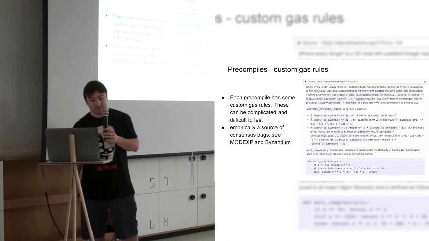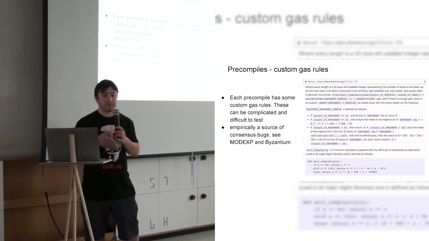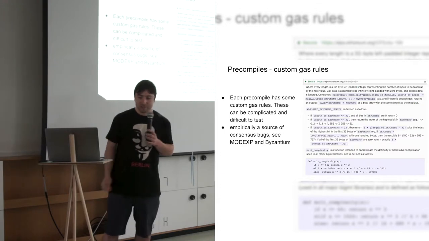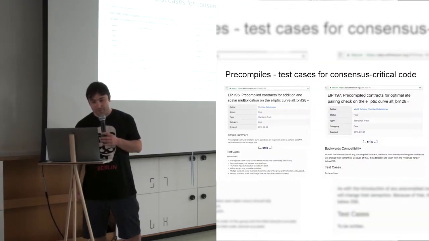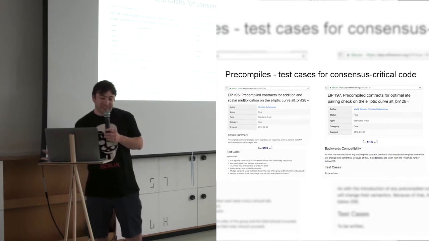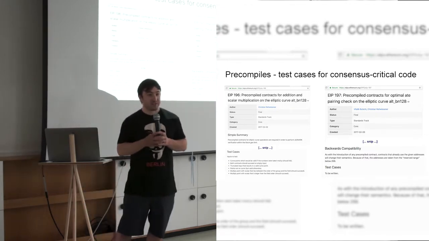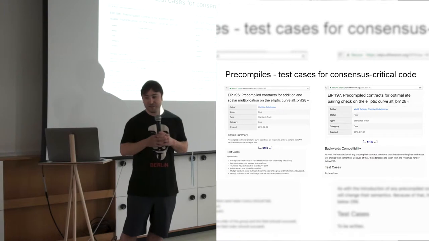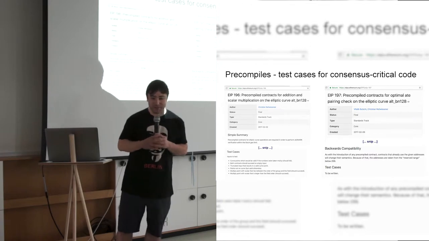And then it showed up as consensus bugs that we found through fuzz testing shortly before Byzantium was activated. So luckily before, not after. And with the pairing precompiles, we weren't as lucky, and we actually found one after. We were lucky that we found it, and I actually found it, and I'm quite proud of that because I don't know anything about elliptic curves.